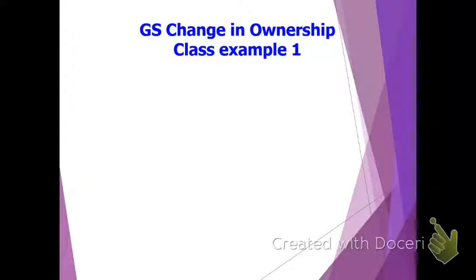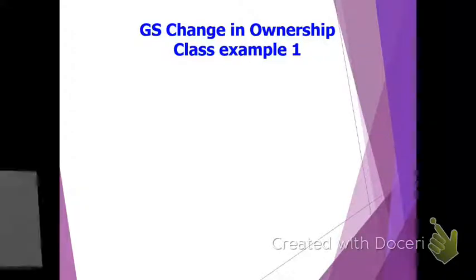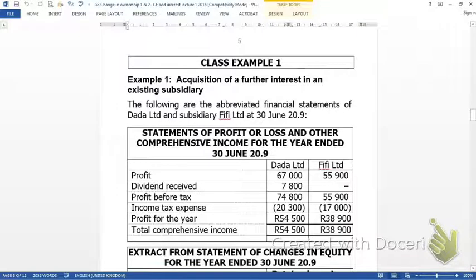Change in ownership, class example 1. Please turn to page 5 of your handouts and look at class example number 1. This is an acquisition of a further interest in an existing subsidiary.